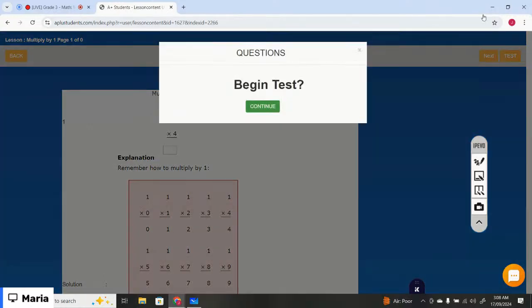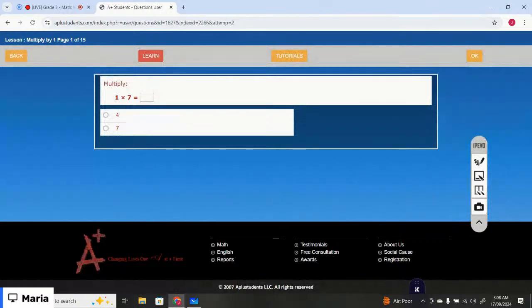Let's just start with the test questions. 1 times 7, which is the correct option? 1 times 7 is 7, right? Whatever the number it is, the number stays the same. So 1 times 7 is 7. Option number 2 is the correct option.